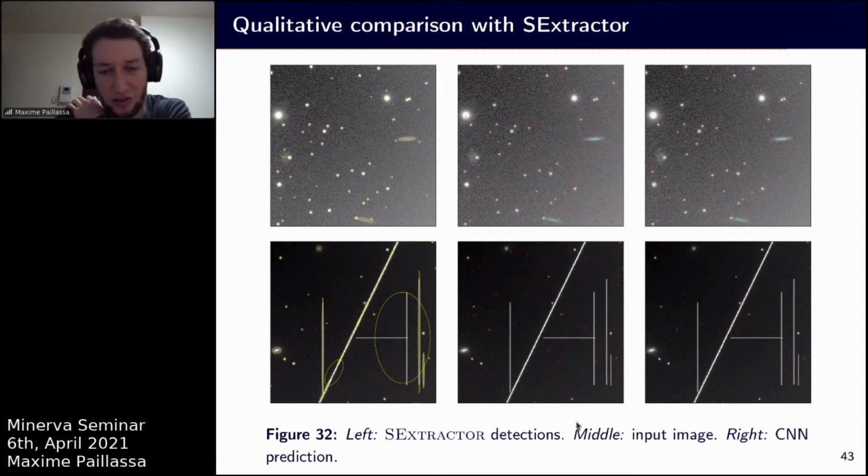And we can also see on the bottom row example one advantage of the CNN, which is that it is naturally robust to the presence of contaminants in the image, where we can see that SExtractor makes a lot of false detections on the trail or on the hot column here. But this is not the case for the CNN.